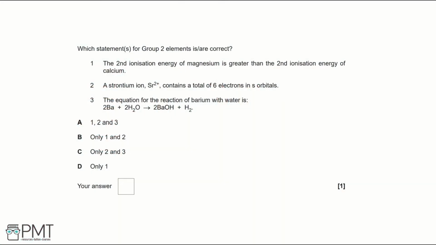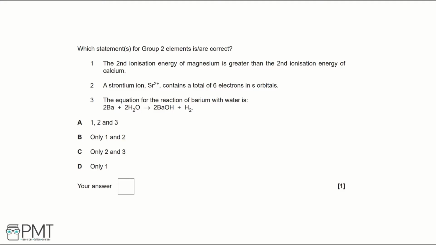Which statement or statements for group 2 elements is or are correct? 1. The second ionization energy of magnesium is greater than the second ionization energy of calcium. 2. A strontium ion, Sr2+, contains a total of 6 electrons in s orbitals. 3. The equation for the reaction of barium with water is 2Ba plus 2H2O goes to 2BaOH plus hydrogen. A. 1, 2 and 3. B. Only 1 and 2. C. Only 2 and 3. Or D. Only 1. So we're going to look at each of these questions individually.